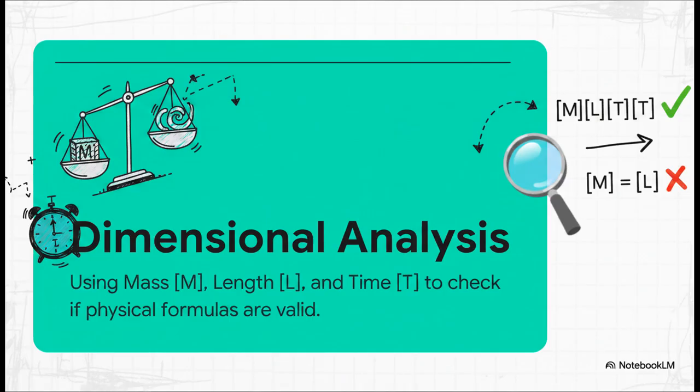Well, you can think of it like a fundamental grammar check for any equation in physics. Every single physical quantity can be broken down into some combination of mass, length, and time. And here's the magic. If the dimensions on one side of an equation don't match the dimensions on the other side, the equation is just plain wrong. It's that simple and that powerful.